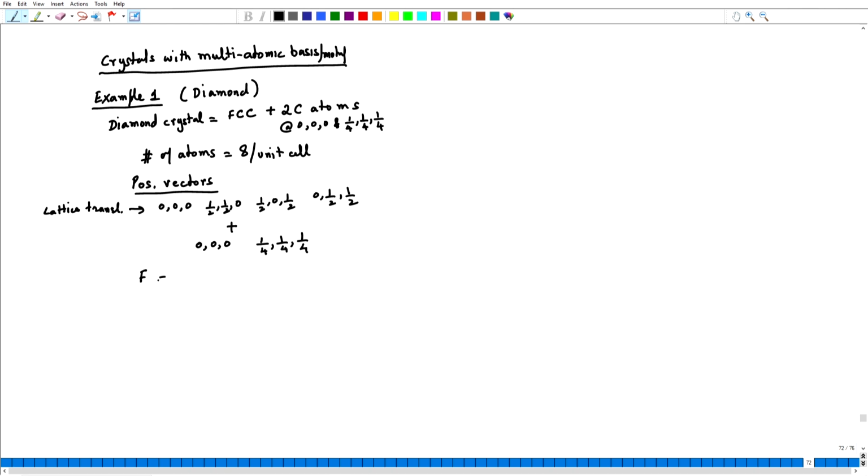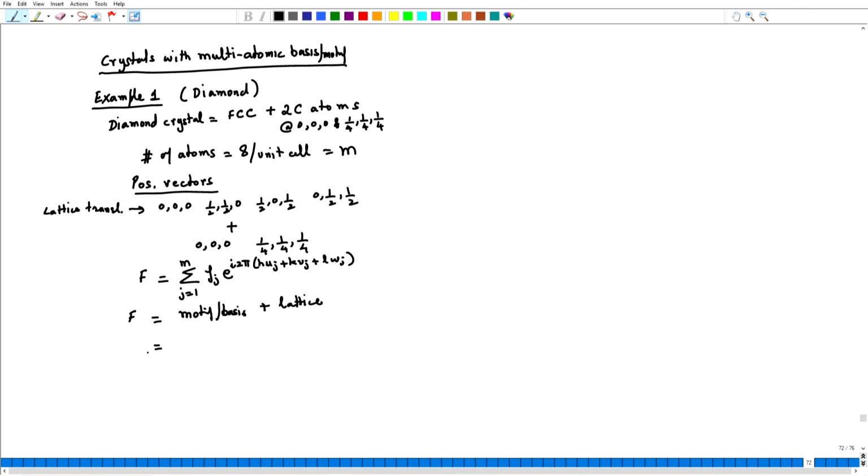So, my structure factor, let me just rewrite that equation. In this case, of course, M would be 8 atoms. So, there will be 8 terms in the structure factor. But as I said, let me not write all the 8 terms directly, but let me break this structure factor into 2 terms: the motif or the basis part and the lattice part.